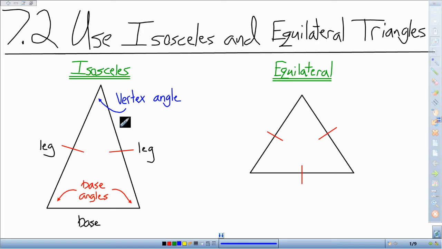But really the big thing to take away from this is that an isosceles triangle has two congruent sides. When it comes to the idea of an equilateral triangle, that is just when we have three congruent sides. All three sides of a triangle are congruent for it to be considered equilateral, which kind of makes sense. You can hear it in the name. Equilateral literally just means equal lengths. All three side lengths equal. So yeah, those are our two big triangles here.